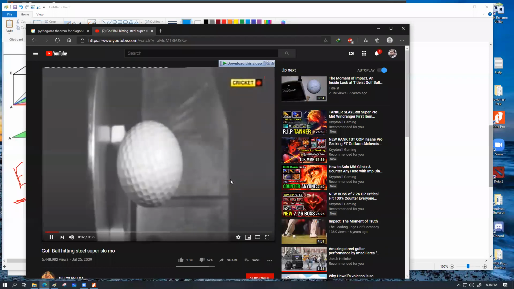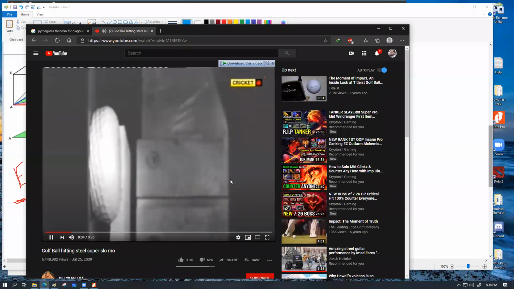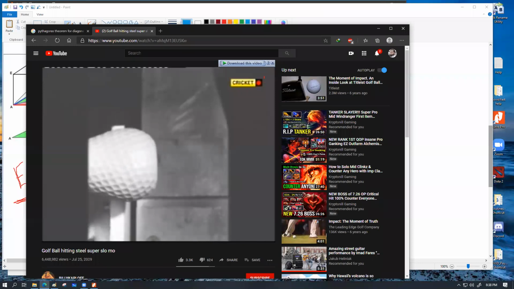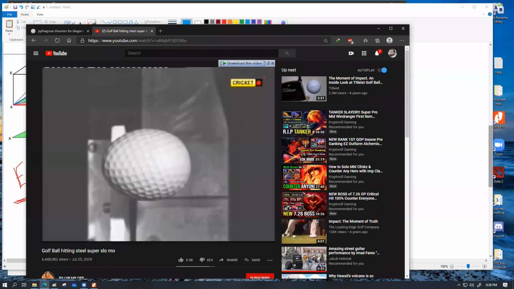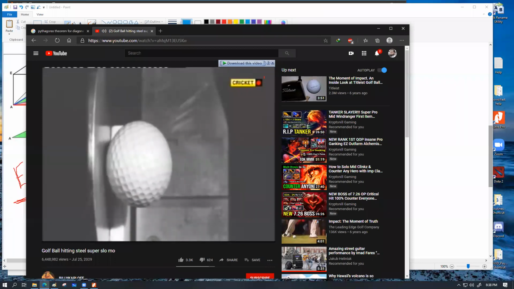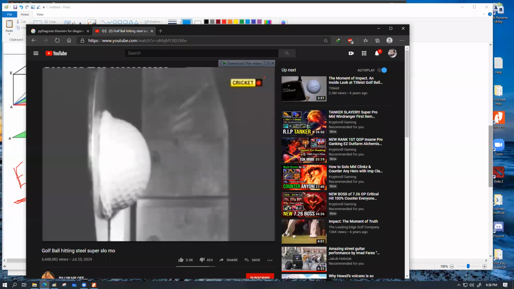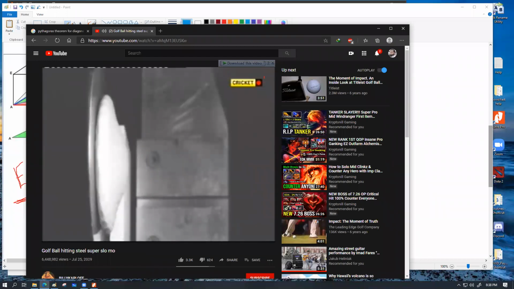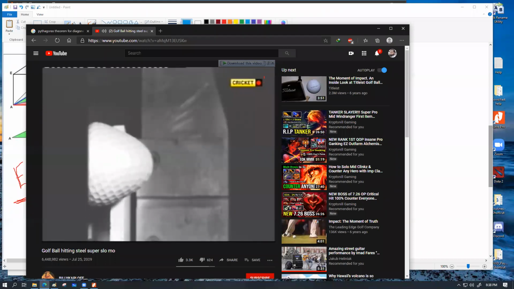Take a look. This is a golf ball hitting a steel surface, and that's what happens in a high-speed camera. Check this out. This actually expands that much. This is a solid object, by the way.